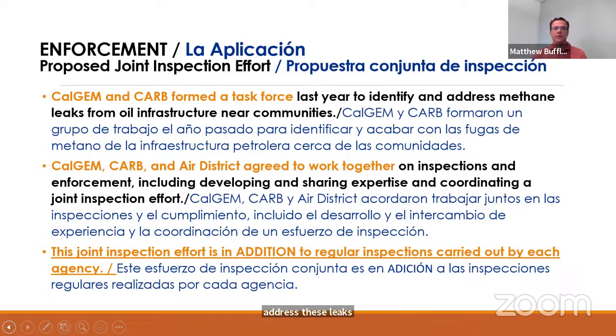So our three agencies, CalGEM, CARB, and the Air District, have agreed to work together to conduct joint inspections. This will have a lot of benefits for our agencies, including sharing expertise, improving communications among our agencies, and improving our relationships with the community itself. These joint inspections are in addition to the regular inspections conducted by each agency, for example, the critical well inspections that Rohit mentioned earlier that CalGEM is going to be doing this year. Next slide, please.